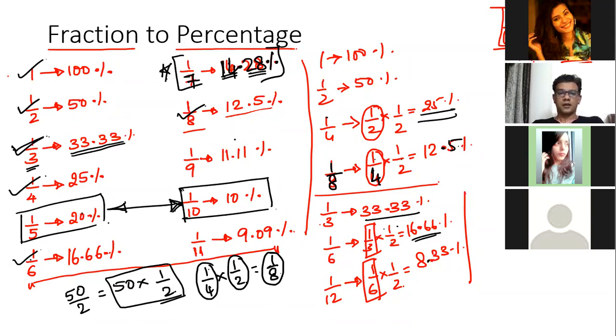1 by 9 and 1 by 11, I usually remember as a family. These two belong to a family. Why? Because 1 by 9 uses only 11 and 1 by 11 uses only 9. So that's how you remember. 1 by 9 is 11.11, 1 by 11 is 9.09. Are we all clear till here, guys?